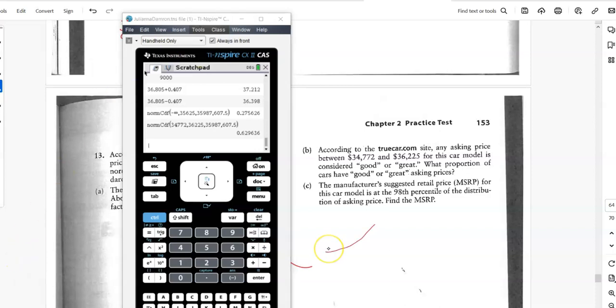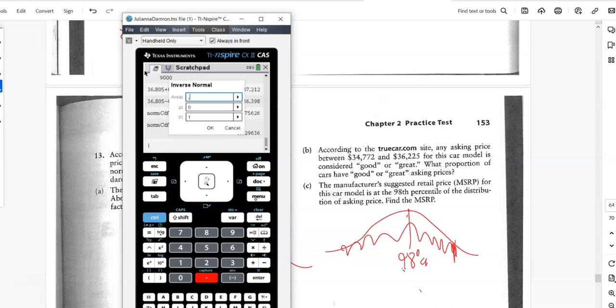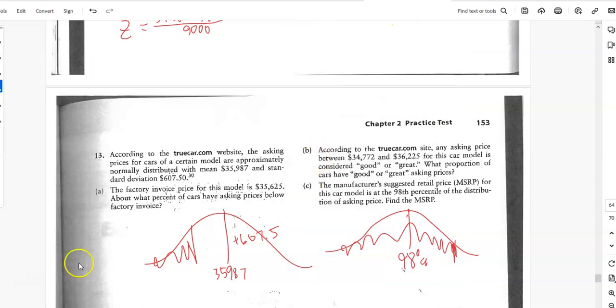And the manufacturer MSRP for this model is at the 98th percentile. Okay, so now we're given this mean and standard deviation, and we want 98% of the data to be to the left of what value? So you're going to use the inverse norm command, menu 653, 0.98 to the left. I think our mean was 35,987, and standard deviation 607.5. Hopefully that looks about right. Yeah, 37,234.7 would be the answer there. Okay, that's your book review.